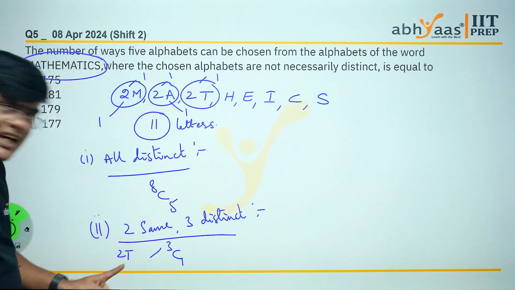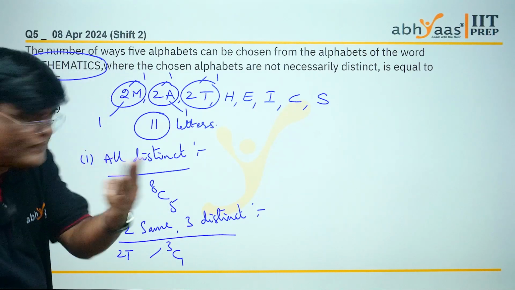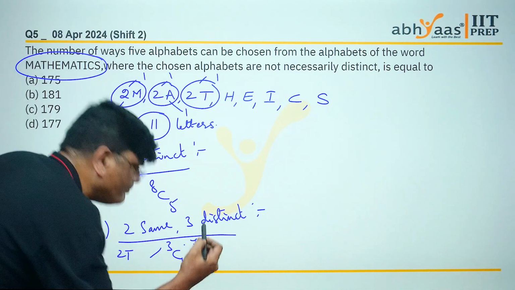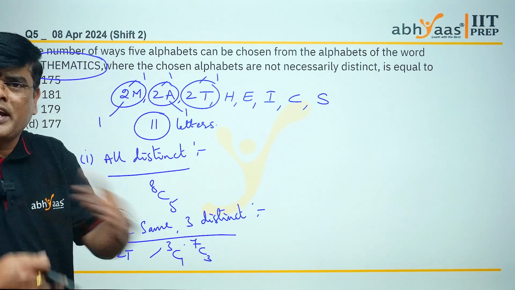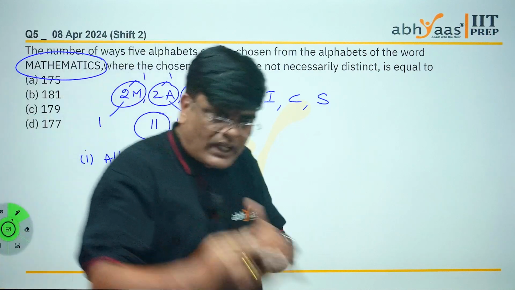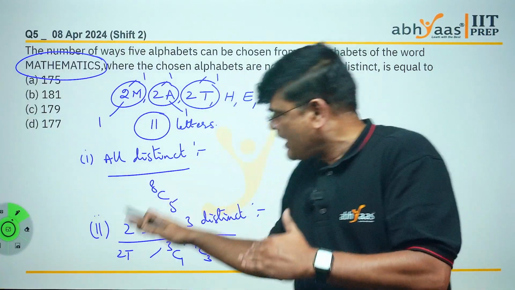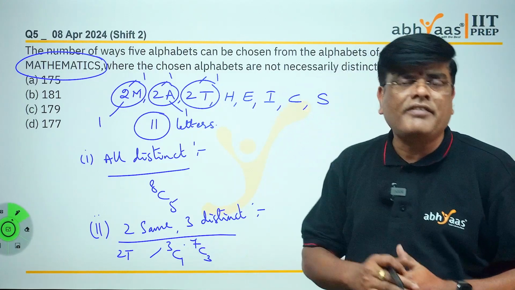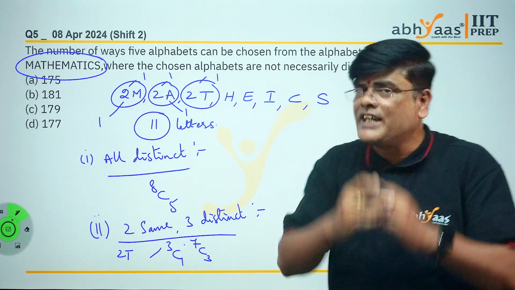Now from these 7 letters, how many letters do we need? Already 2 are selected here, so we need 3 more letters from the 7 letters. In how many ways is it possible? 7C3. So whenever we calculate the number of ways of choosing 5 letters such that 2 are same and 3 are distinct, we get 3C1 into 7C3 ways. Okay, so this is the second case.